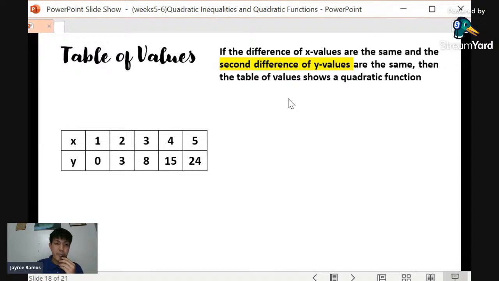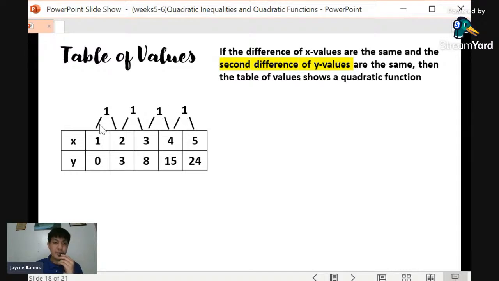Anong ibig sabihin nun? Di ba may nakikita kayo, madali lang to gagawin natin, magmamahinus lang tayo. Di ba nakikita nyo tong x value? So what we're going to do here, we're going to subtract each x value. For example, 5 minus 4 is 1. 4 minus 3 is 1. 3 minus 2 is 1. And then 2 minus 1 is 1. Okay, na-meet na natin yung unang condition. So the difference of x values are the same. Tama naman, di ba? Nung minus natin yung mga x value, ang sagot lahat ay 1.